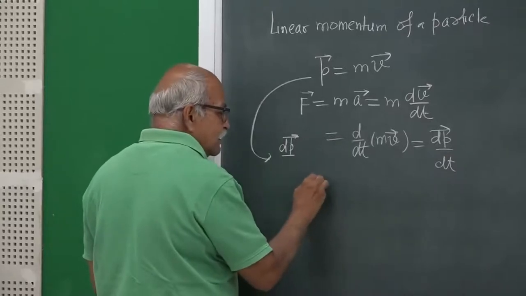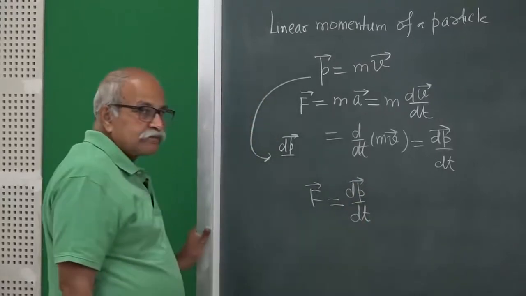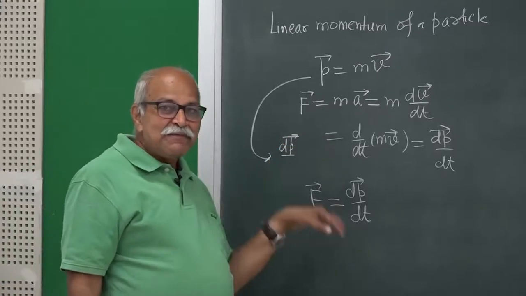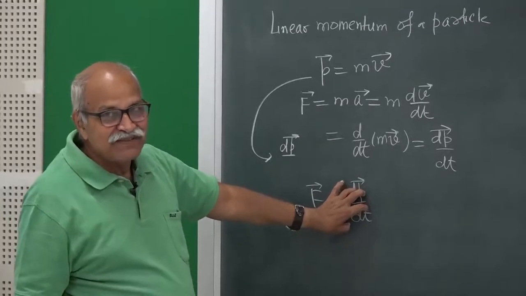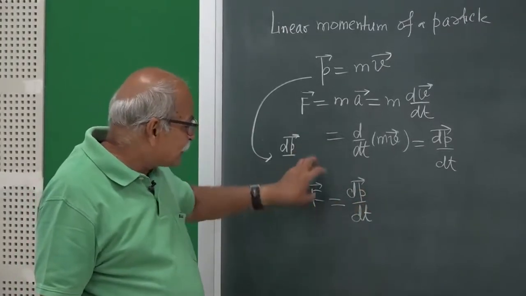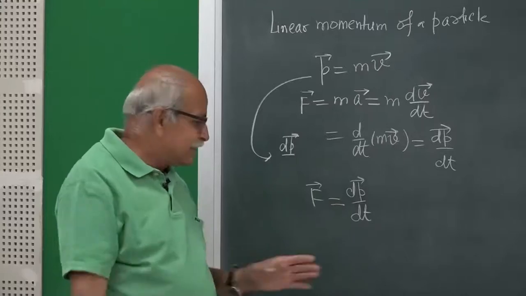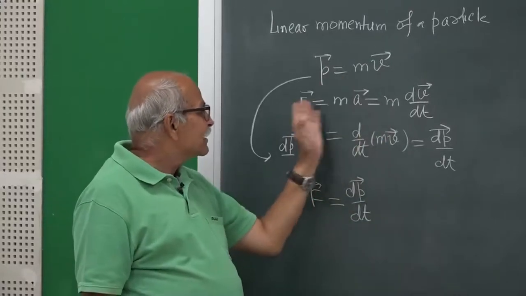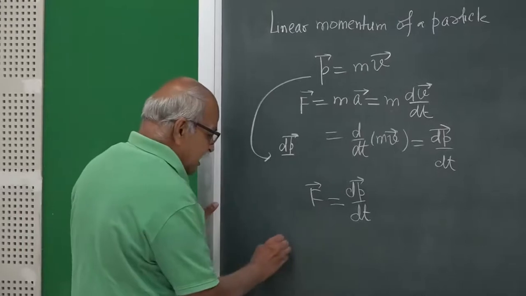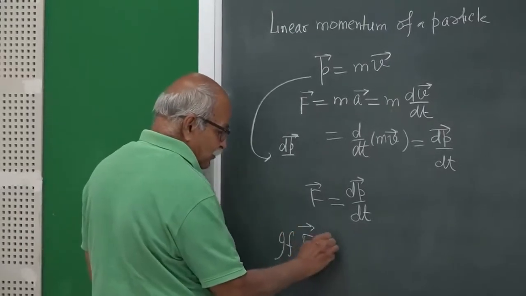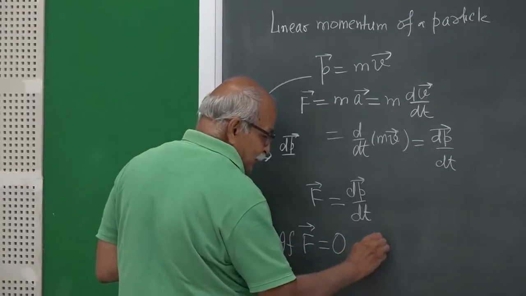So force on a particle is equal to rate of change of momentum of the particle. Actually, Newton described the second law in terms of rate of change of momentum only. The words used in the Principia were very different, but essentially the force and this rate of change of momentum are proportional. That is how Newton started, and then from here we go to F equal to ma. So this is about force and p, and if this force is zero, force on the particle is zero, dp dt is zero, right, dp dt is zero.